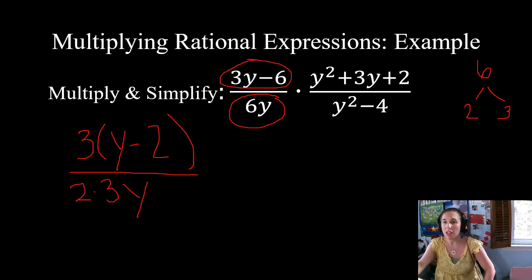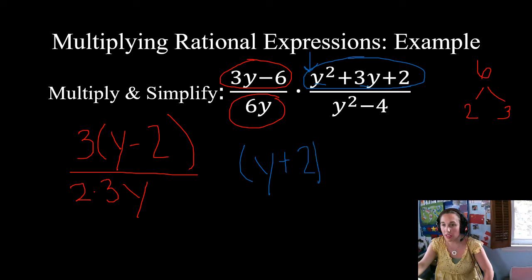All right. Now let's come over to our second rational expression. Let's look at the numerator. I see 3 terms, 1, 2, 3, which means AC method. And the A coefficient here is 1, so I can use that really cool trick. So pause the video and go ahead and factor this. So this will factor as y plus 2 times y plus 1. Always make sure you put parentheses around those quantities.